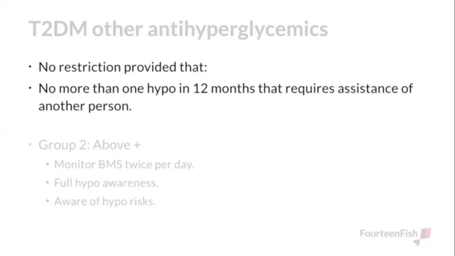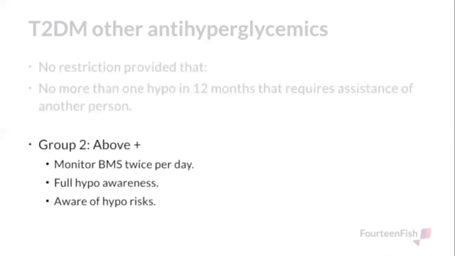If, however, you're a Group 2 license holder, you not only need to demonstrate that you haven't had more than 1 hypoglycemic episode in a 12-month period, but also that you monitor your blood sugars twice a day, that you demonstrate full hypoglycemia awareness, and that you're aware of the risks of hypoglycemia. And again, this goes hand in hand with understanding that patients who have Group 2 licenses are driving heavy goods vehicles. They're more of a risk on the road than a Group 1 license holder.